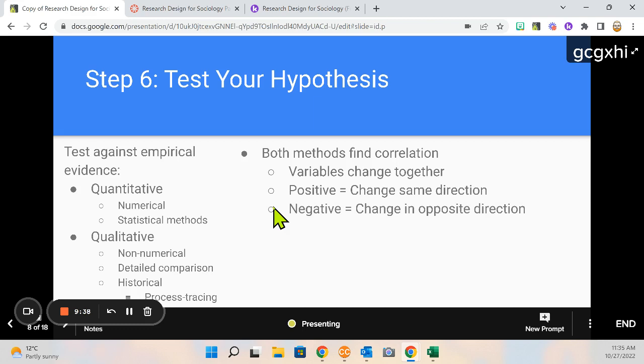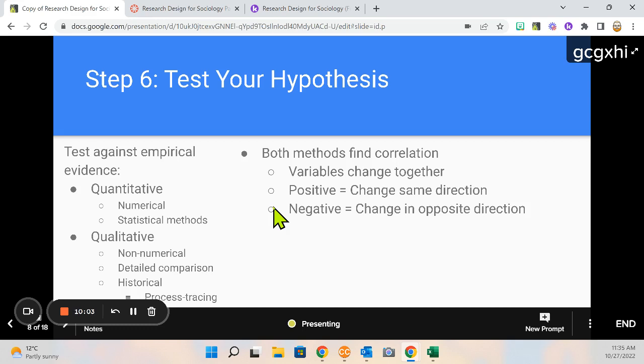If it's negative, though, it's a change in the opposite direction. Right? And so if we stick with our case of Jalen, as Jalen's wealth went up, Jalen's happiness went up. But as Jalen's pain goes up, happiness goes down. That's a negative correlation. One goes up, the other goes down.